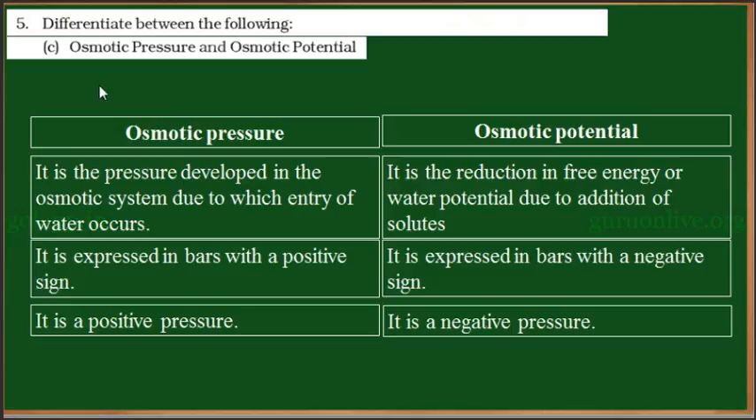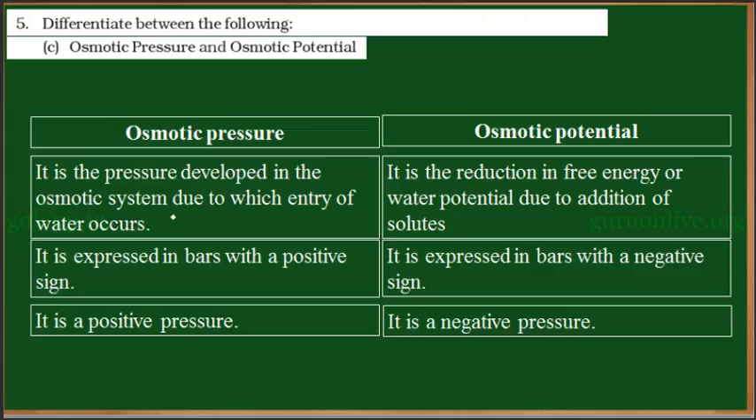Now coming to the next part, difference between osmotic pressure and osmotic potential. So earlier we learnt water potential. It is the measure of potential energy present in the water. And we learned that water potential is highest in case of pure water. So when we add solute, the water potential reduces. So keeping this in mind, let us learn the difference between osmotic pressure and osmotic potential.